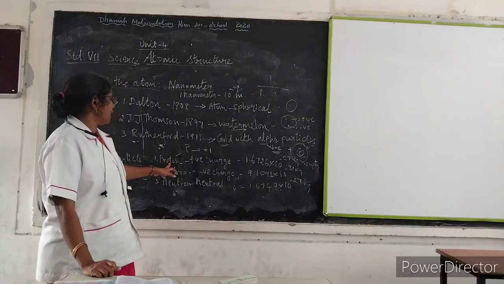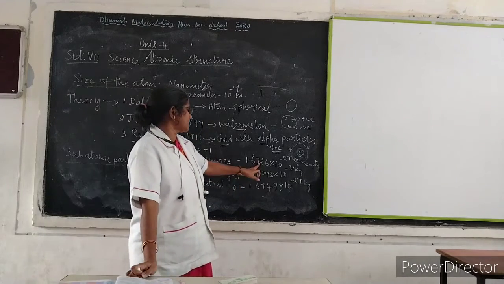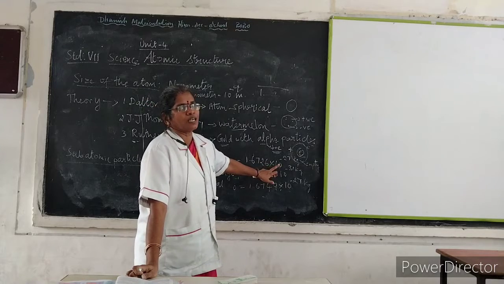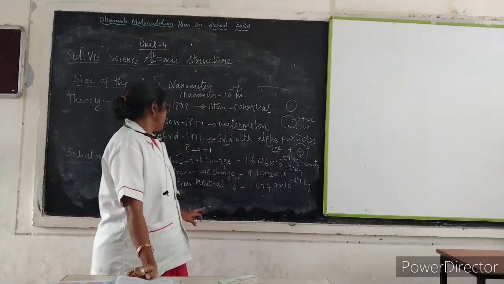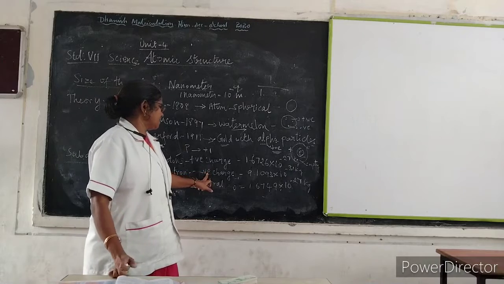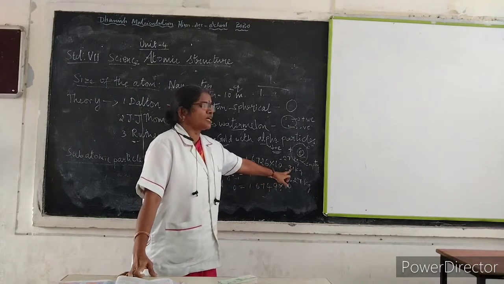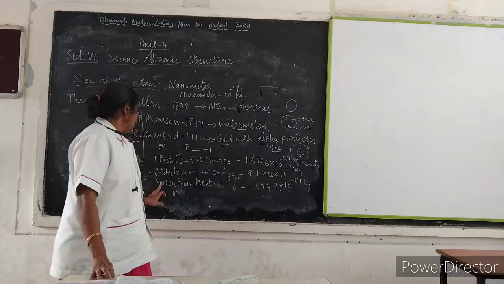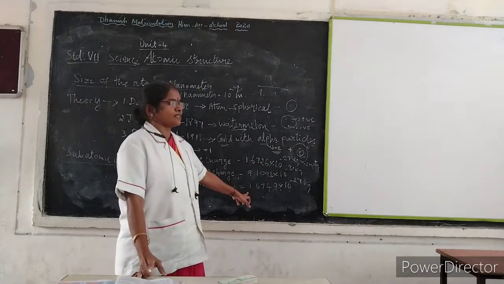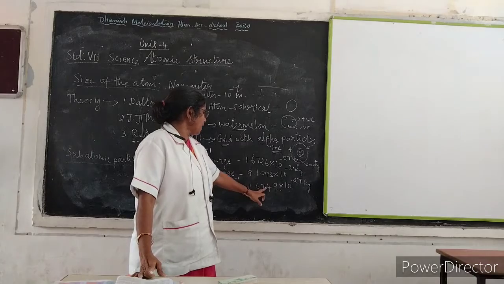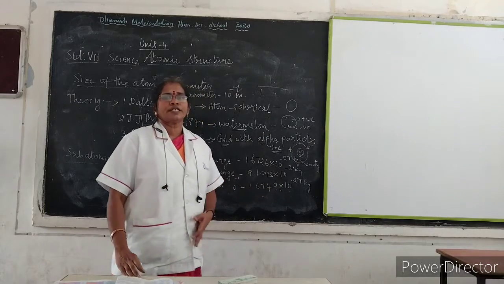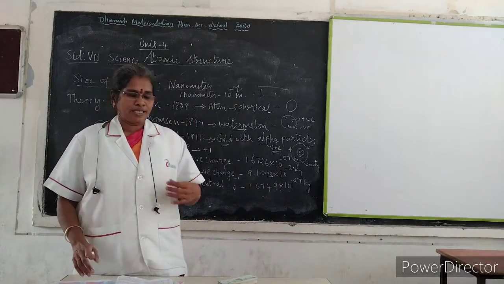Clear? So then the mass of proton is 1.6726 × 10^-27 kg. Electron is negative in charge, with a mass of 9.1093 × 10^-31 kg, and neutron is neutral in charge, and the mass of the neutron is 1.6749 × 10^-27 kg.